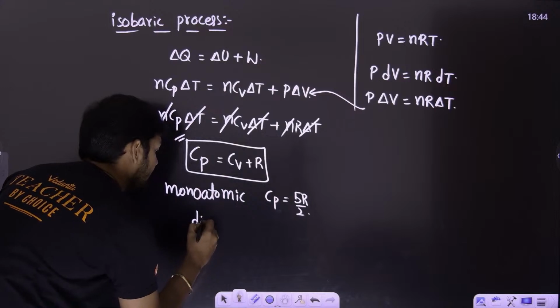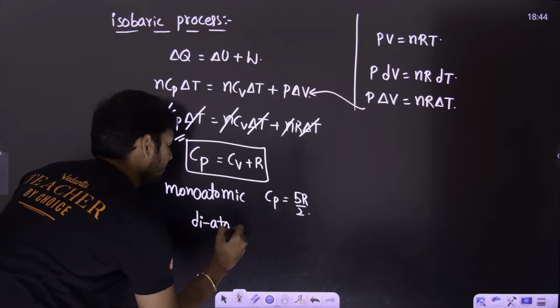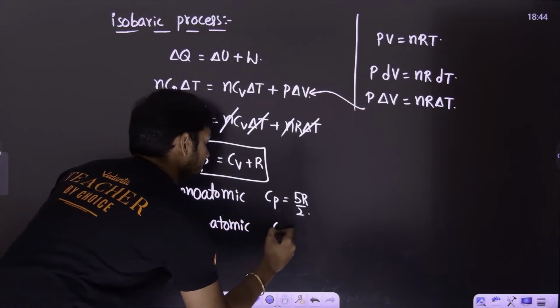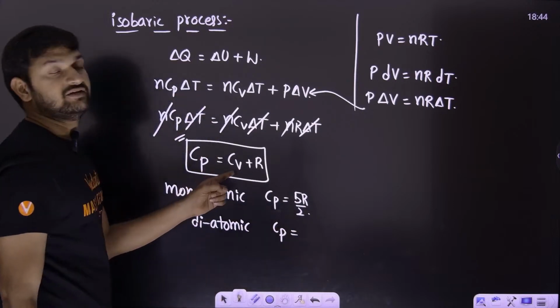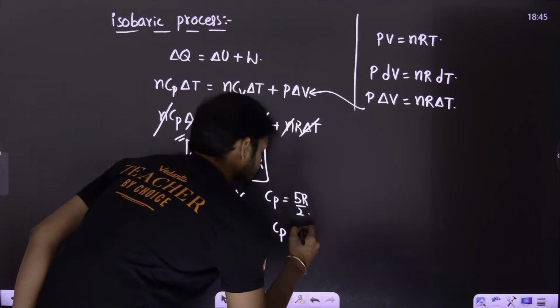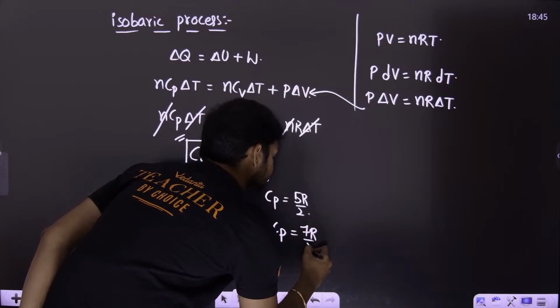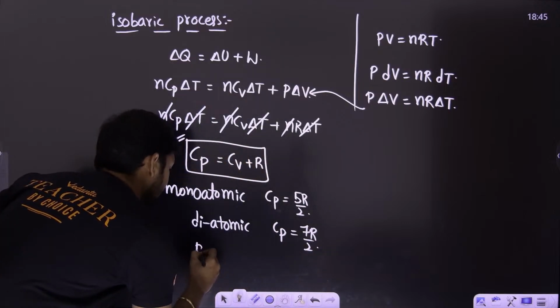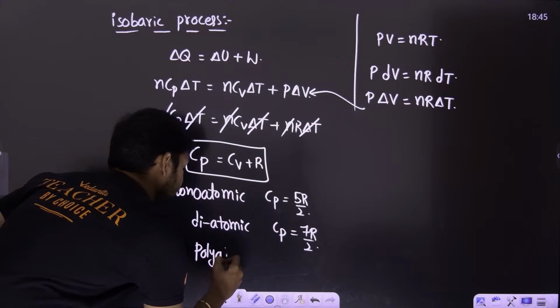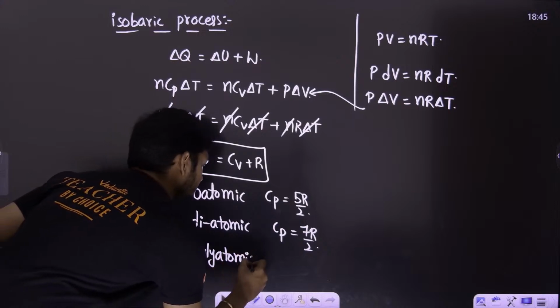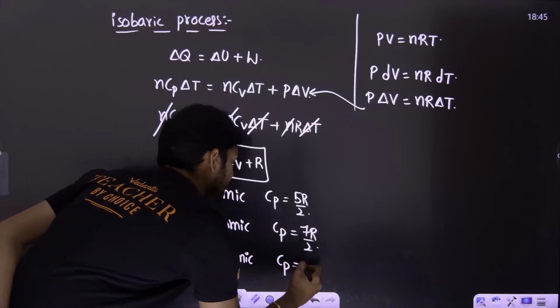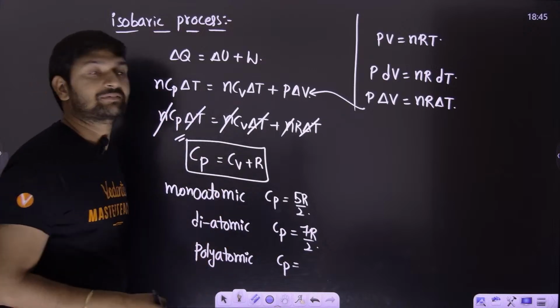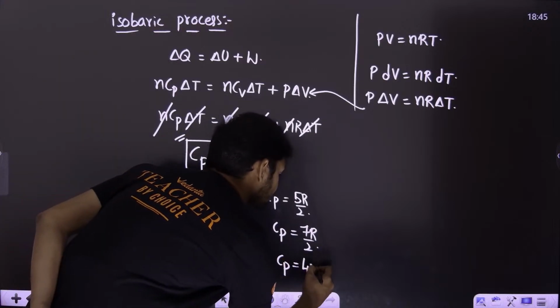We have the diatomic one. What is the Cp for that? See, Cv is 5R by 2, plus R, which is going to be 7R by 2. And then polyatomic. What is the Cp? It is going to be 3R plus R, which is going to come out to be how much? 4R.